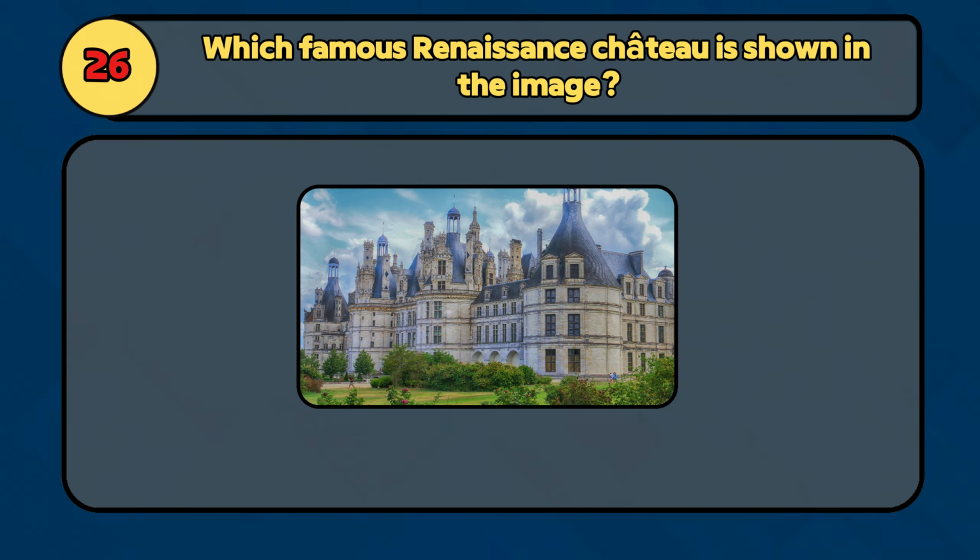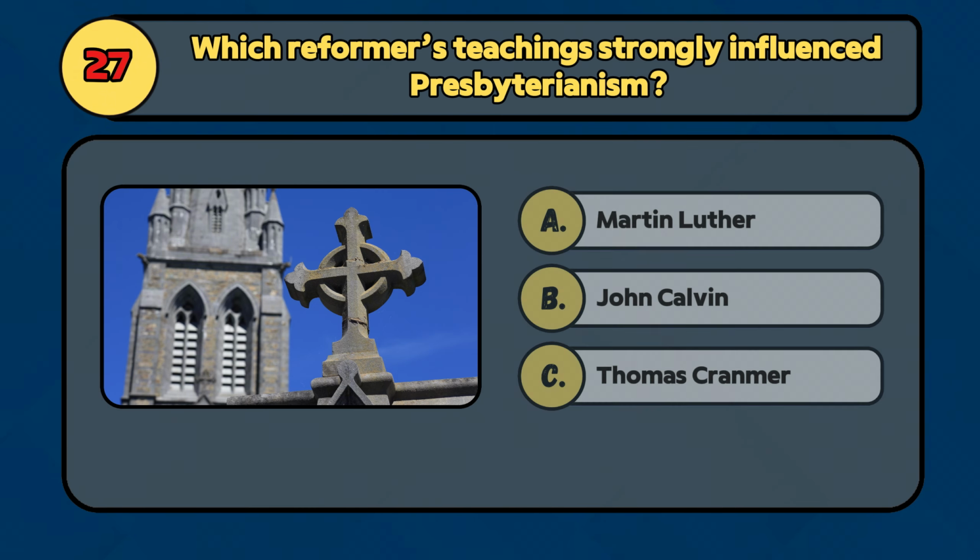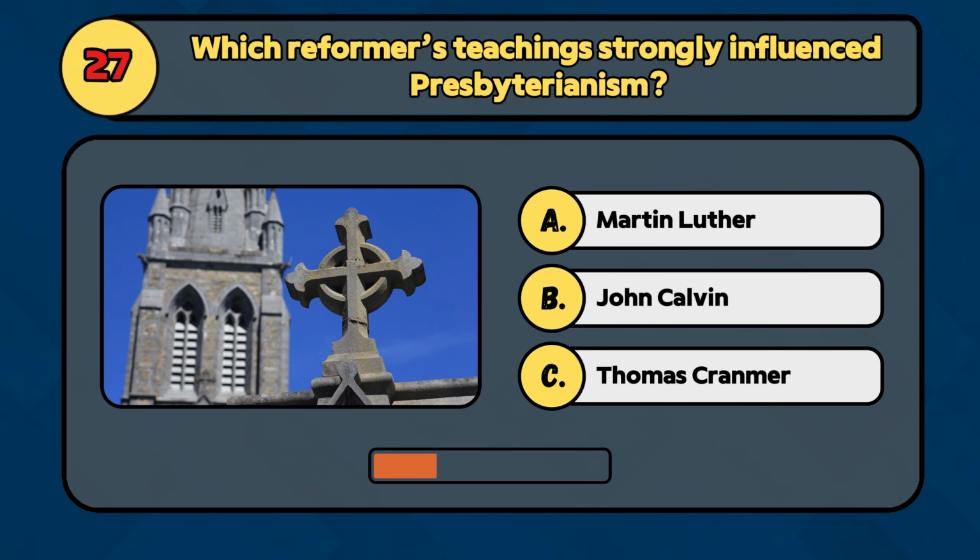Which famous Renaissance château is shown in the image? This is Château de Chambord, a Renaissance masterpiece built for King Francis I in France. Which reformers' teaching strongly influenced Presbyterianism? John Calvin's ideas laid the foundation for Presbyterian beliefs.